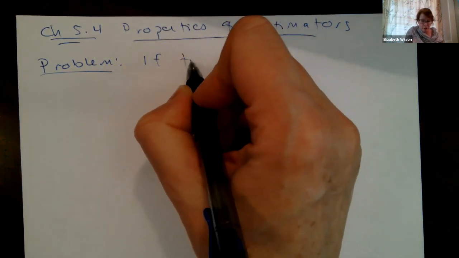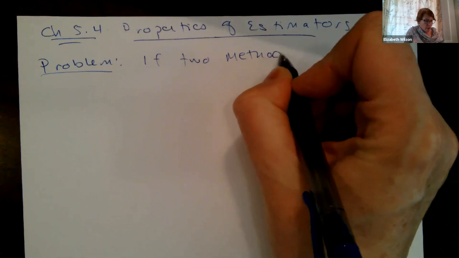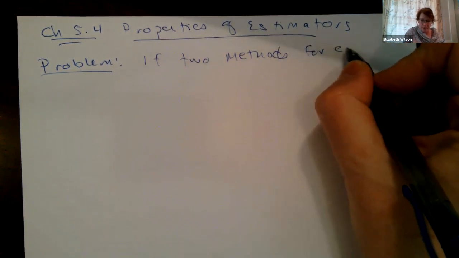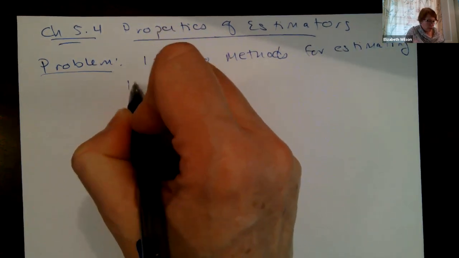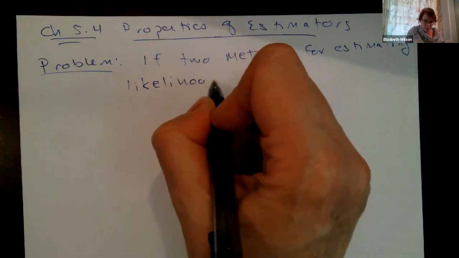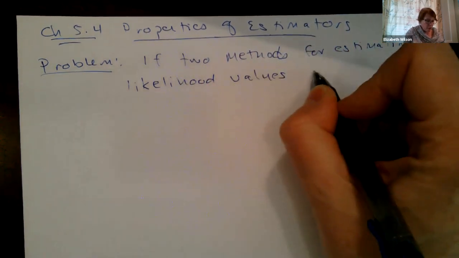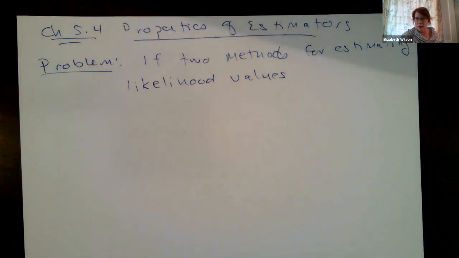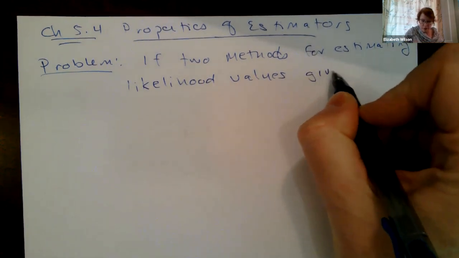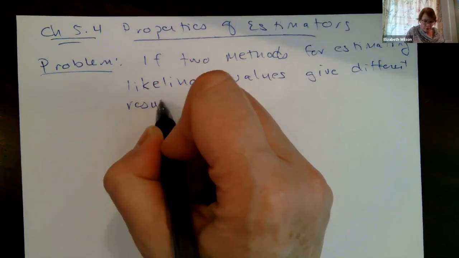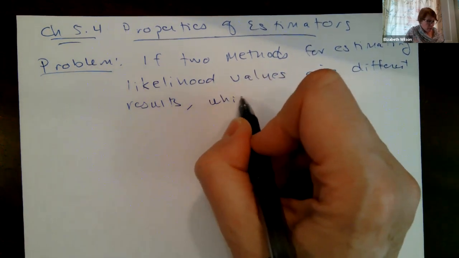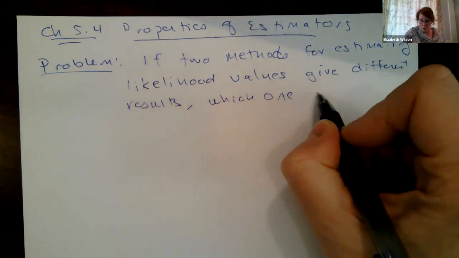But if we have two methods for estimating some parameter, likelihood values. If these two methods that we're doing give two different values for, say, the mean or the variance or whatever, these two methods give different results, which result should you choose?